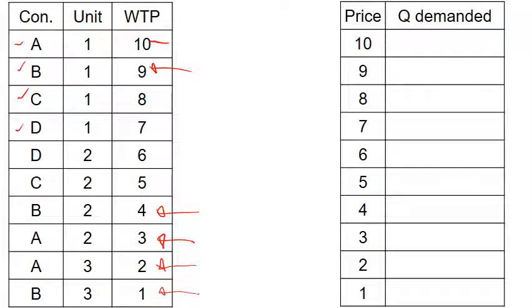This table lets us put together, or construct, the demand. When price is 10, A is willing to buy its unit, so the quantity demanded will be 1. When price falls to 9, we pick up the first unit from B, so the quantity rises to 2. Another decrease in price. Now C wants to buy a unit, so the quantity rises to 3, and on like that until the quantity demanded reaches 10.